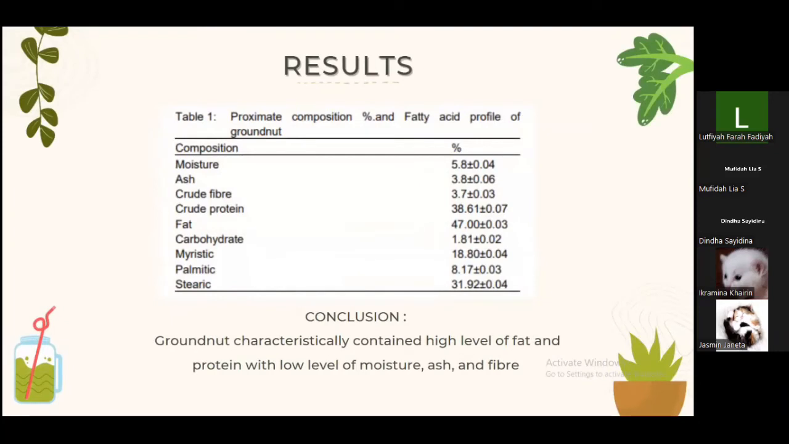The moisture content is 5.8%, ash content is 3.8%, crude fiber is 3.7%, crude protein content is 38.61%, and fat content is 47%. And from the result, we can conclude that groundnut characteristically contains high levels of fat and protein with low levels of moisture, ash, and fiber.